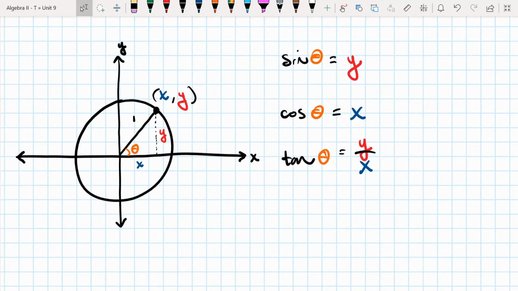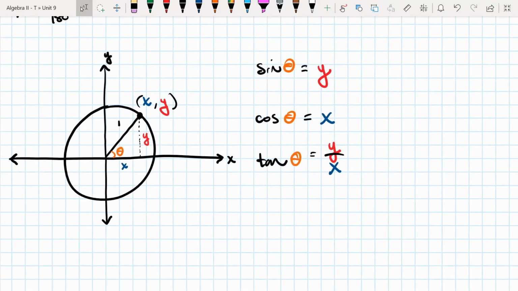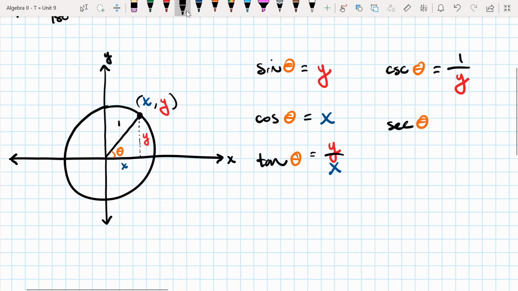We also talked about the inverse trig functions. So the inverse of sine is cosecant. So cosecant of theta, it's really 1 over sine, but we can just write 1 over the y value. The inverse of cosine is secant, so secant of theta, and that is 1 over the x value, because x is defined as cosine of theta.